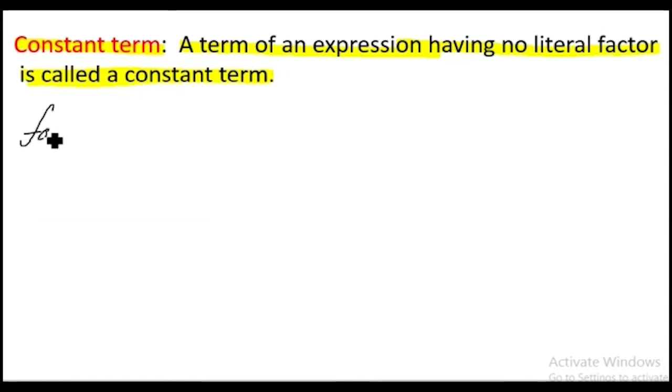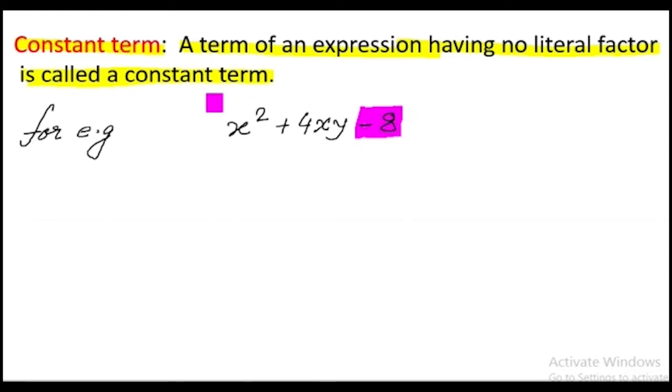For example, an algebraic expression x square plus 4xy minus 8. Now here the constant term is minus 8. Now let us try to understand with one more example.